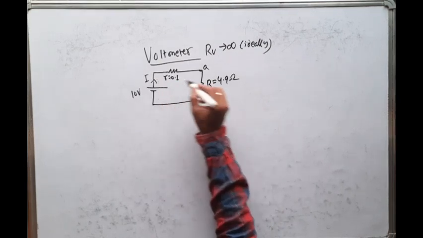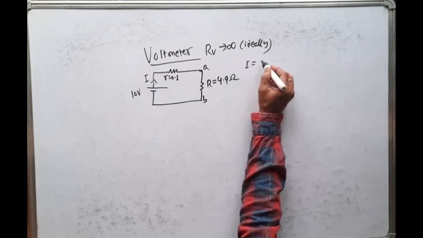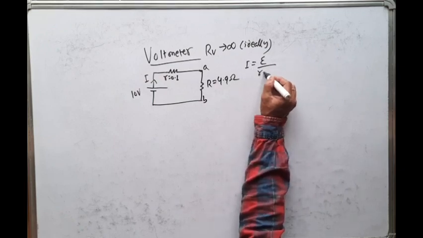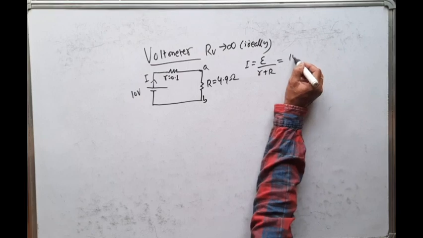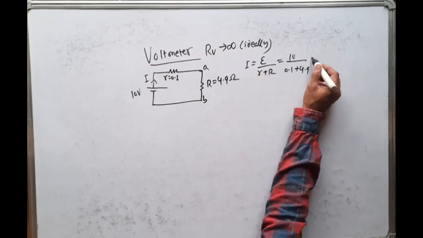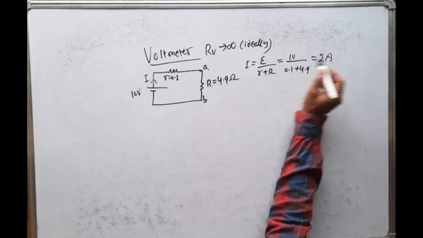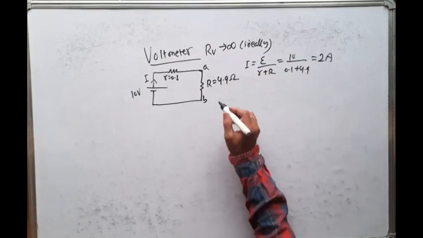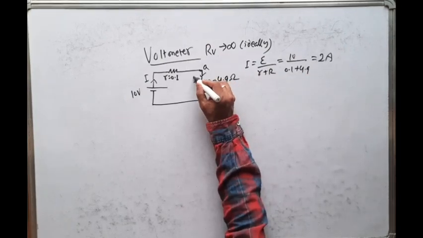So here tell me, what is the current in the circuit? So I is equal to EMF divided by r plus R. That is 10 volt divided by r equal to 0.1 plus R equal to 4.9, that is equal to 2 ampere. This is the current. Okay. So here current is equal to 2 ampere.